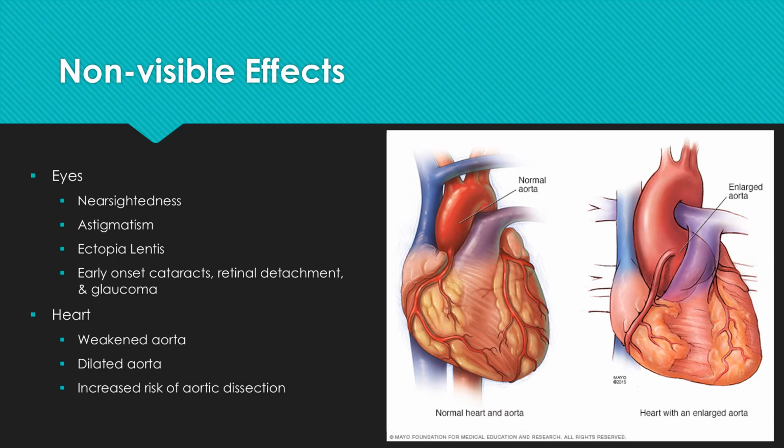The effects on the heart often include a weakened or dilated aorta, which places the person at an increased risk of aortic dissection, leading to internal bleeding.